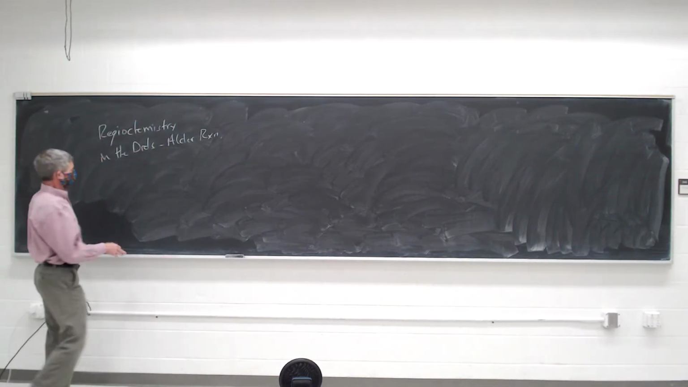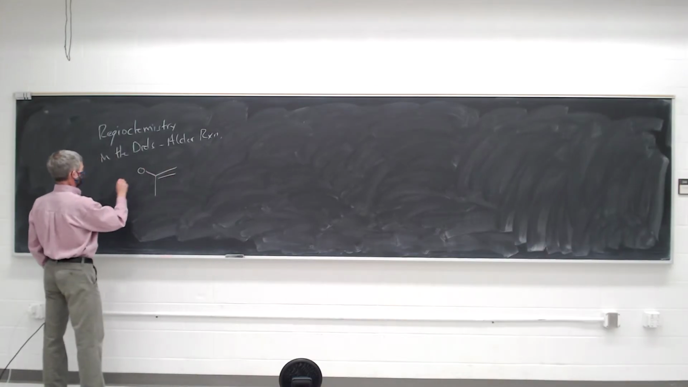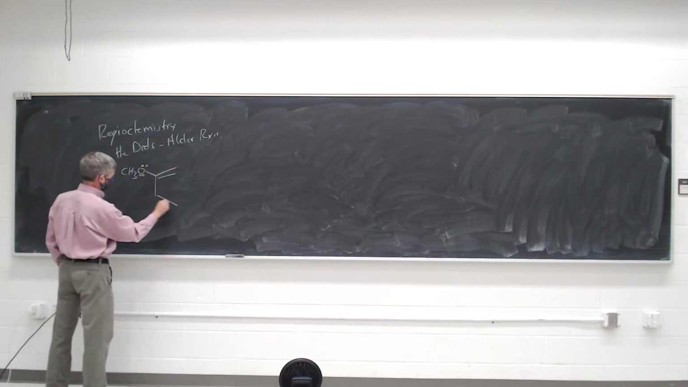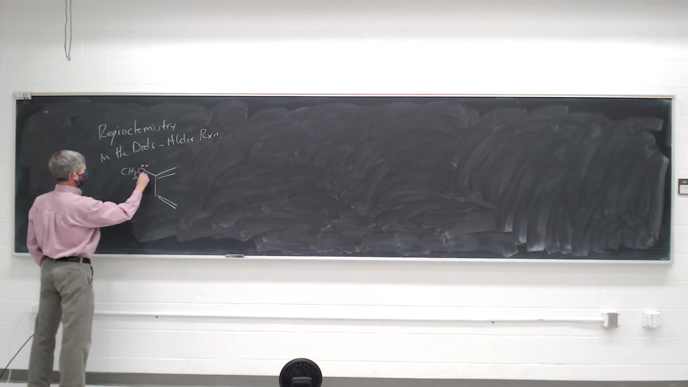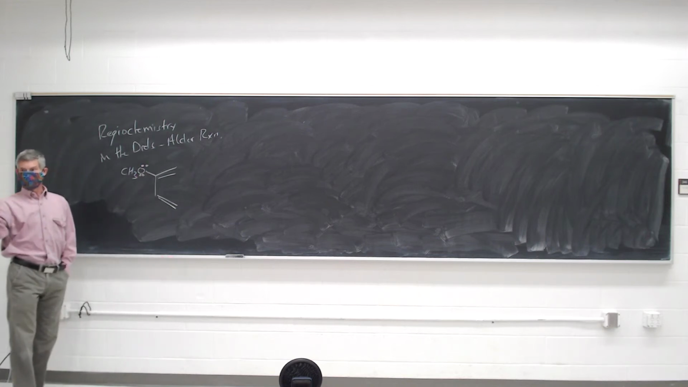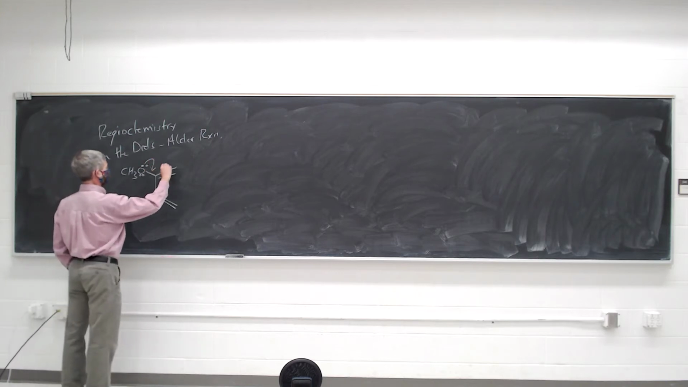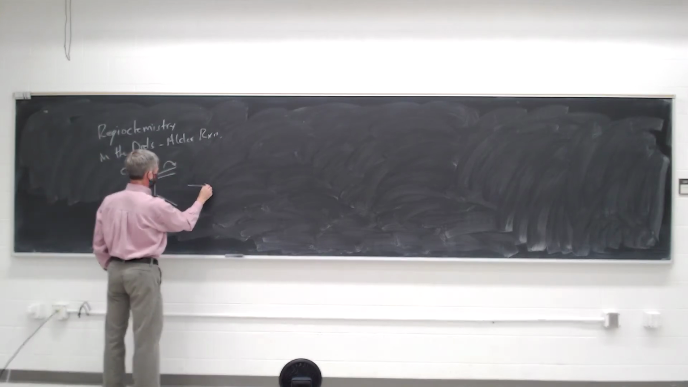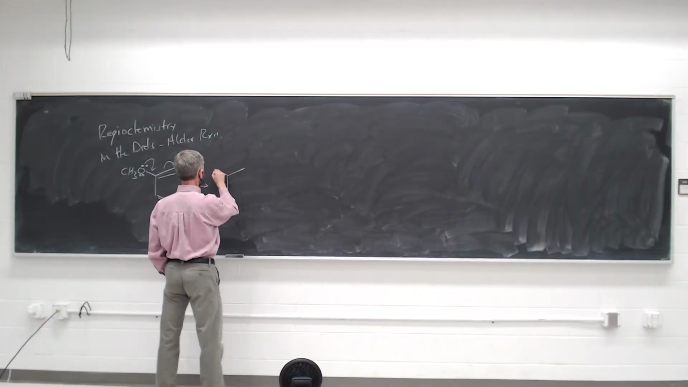So let's put a substituent on the diene, like a methoxy group, which is electron donating, right? And it can actually donate electrons not just inductively by hyperconjugation, but by real conjugation. We can write a resonance structure for this guy. It looks like this. It actually has a double bond to the oxygen.